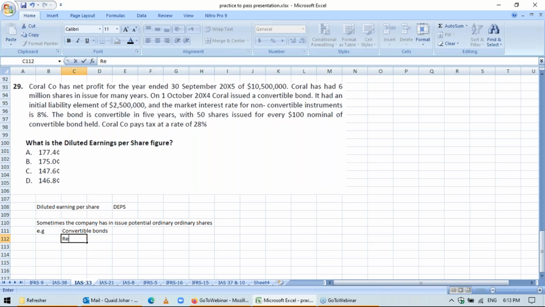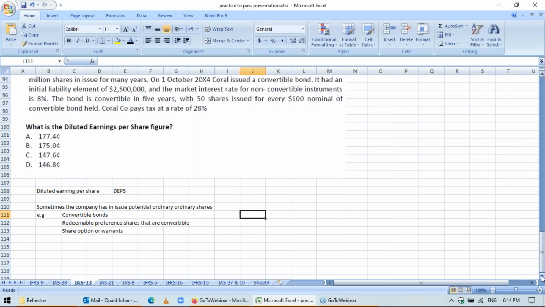Other than the convertible bonds, we may have convertible redeemable preference shares, or we may have share options or warrants. So these are some of the usual potential ordinary shares which may get converted into ordinary shares and increase the company's ordinary shares in the future, but right now they have not resulted in ordinary shares, right?